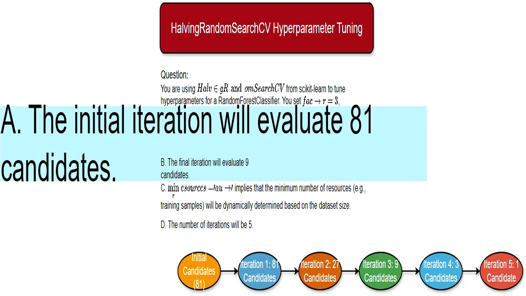I set min_resources equals auto. This automatically determines the minimum number of training samples. It's like the algorithm deciding the minimum amount of ingredients needed based on the recipe's complexity.